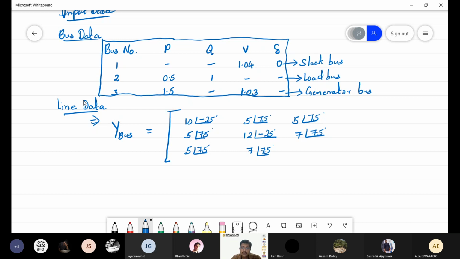Because you know that Y12 is equal to Y21, Y13 is equal to Y31, right? And similarly Y23 is equal to Y32, right? Now we need to write the Y33 value.